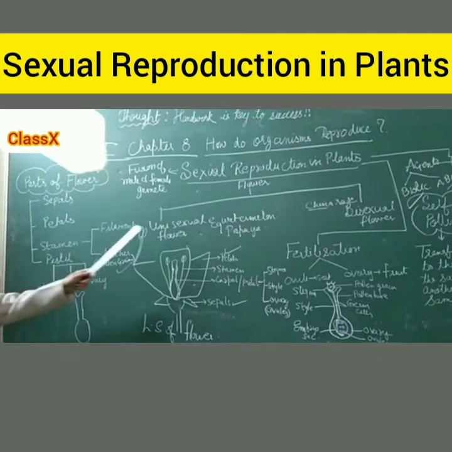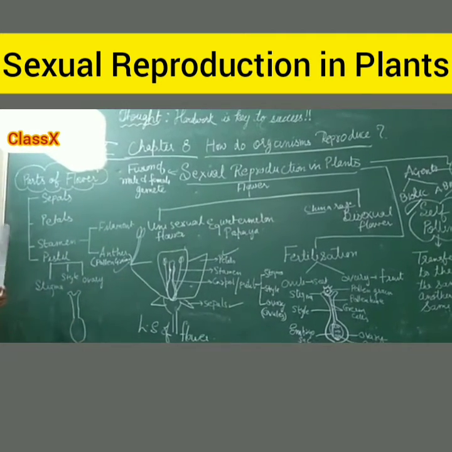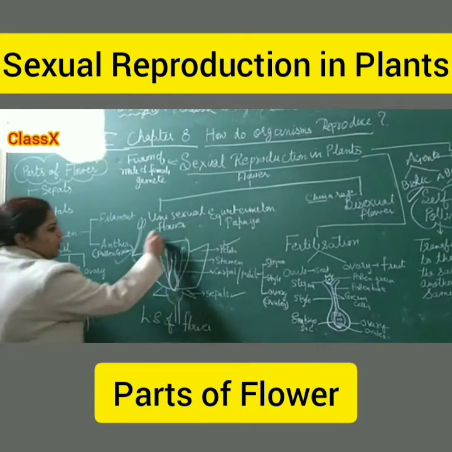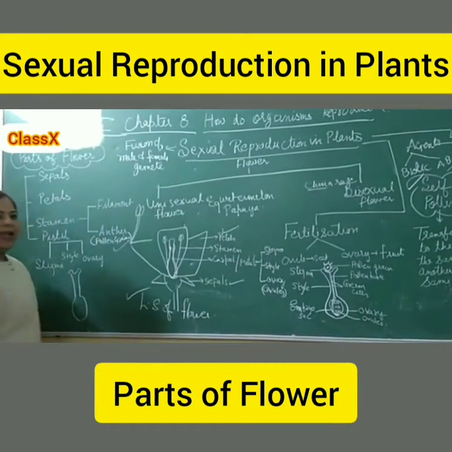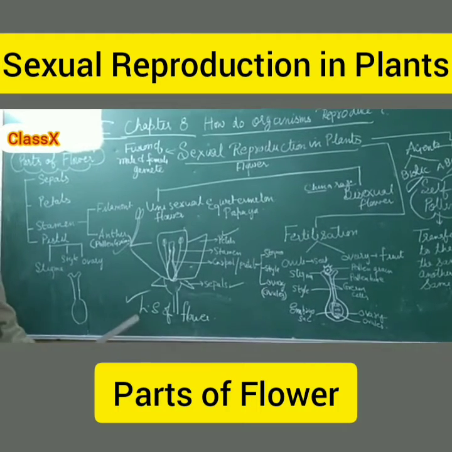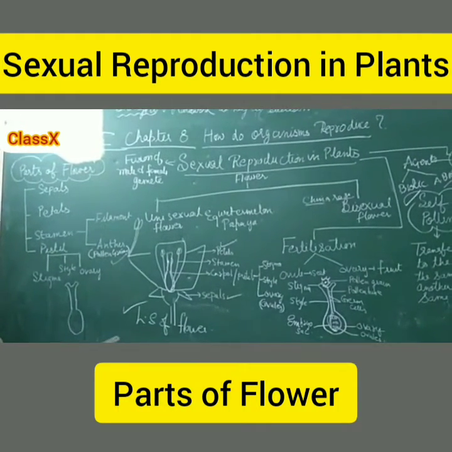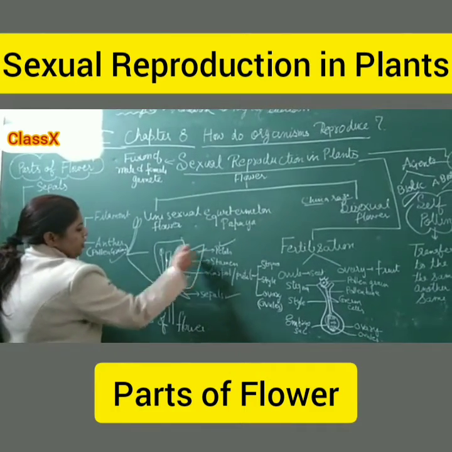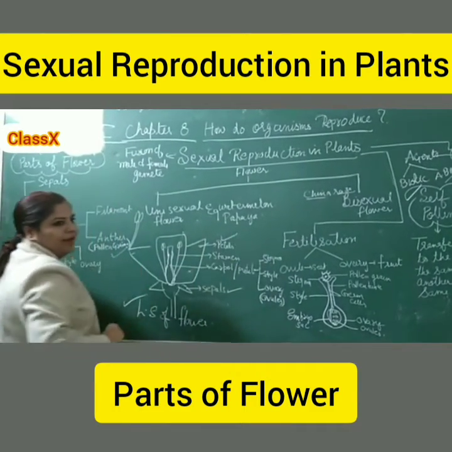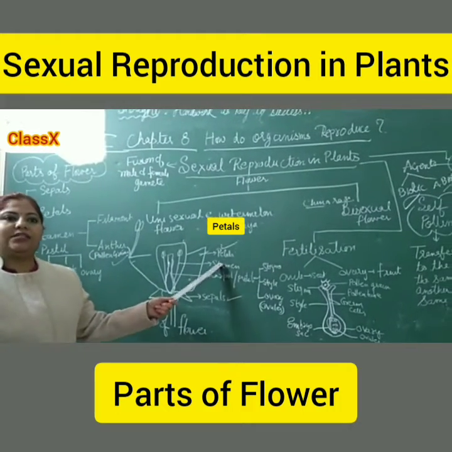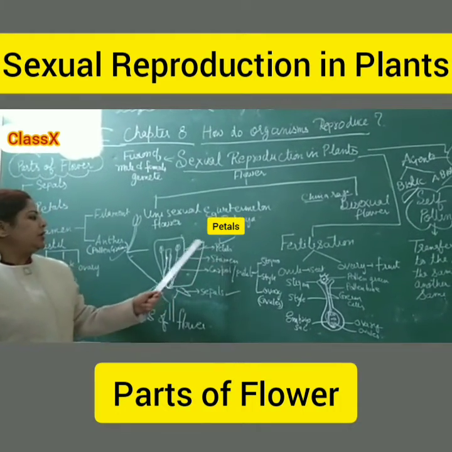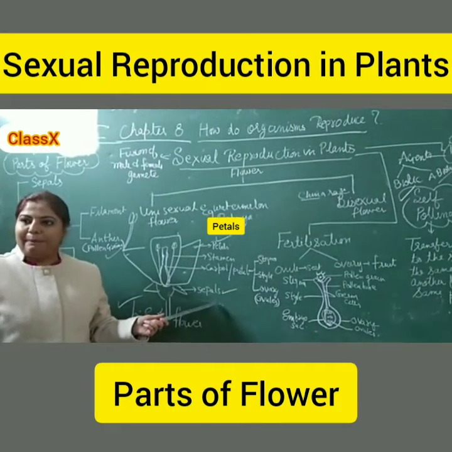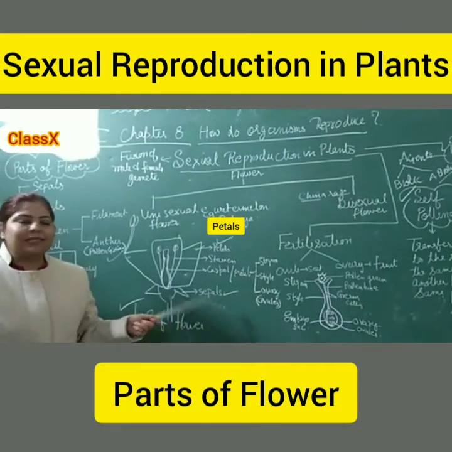Now let's understand about the different parts of the flower. So we have understood about the types of the flower. Now we will understand about the different parts of the flower. So this is the typical longitudinal section of the flower. LS means what? Longitudinal section of the flower. So in a typical flower, we have this colorful part which is called the petals. Next is the green leafy part which is called the sepal.